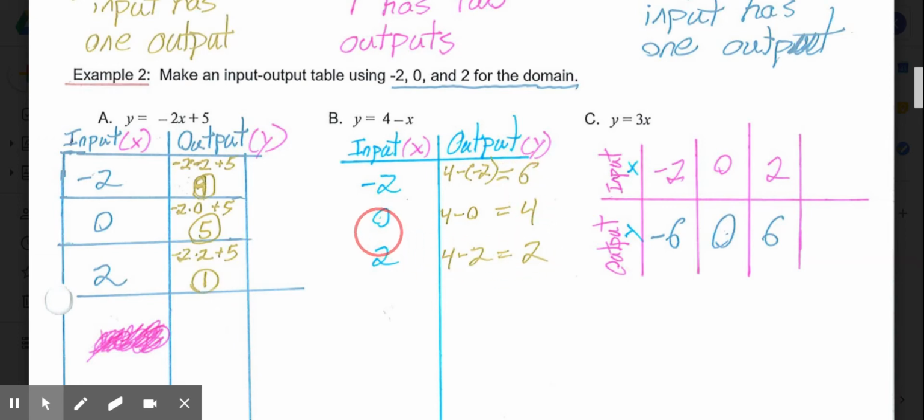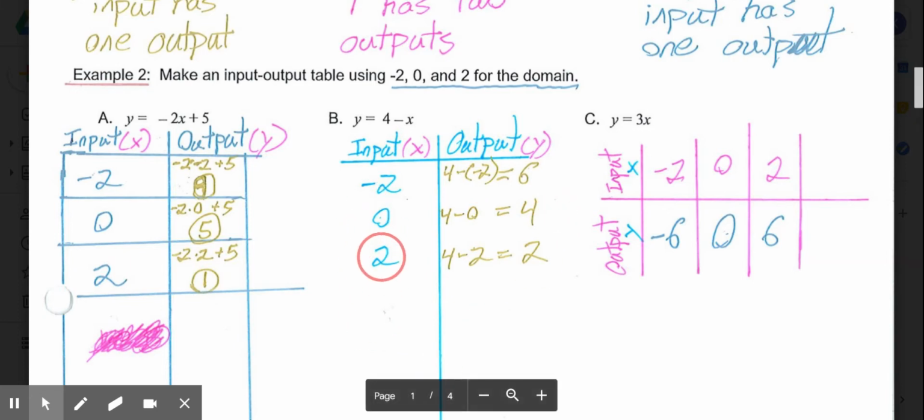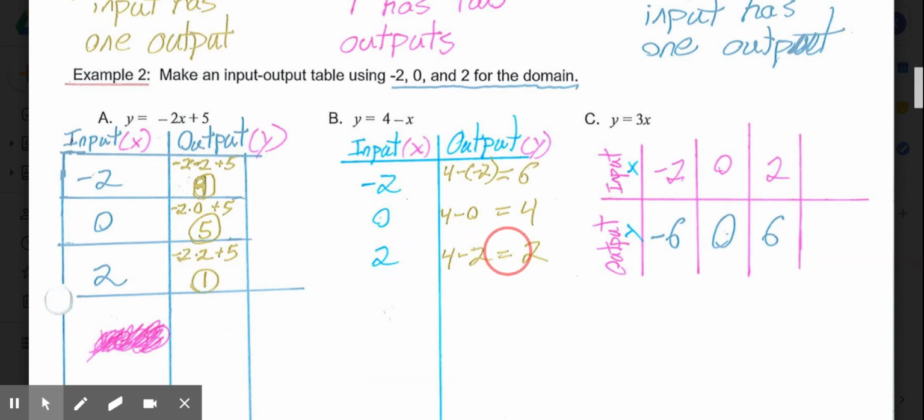Substitute in a 0 for x. 4 minus 0 is 4. Substitute in a 2 for x. 4 minus 2 is 2. So then our three outputs are 6, 4, and 2.